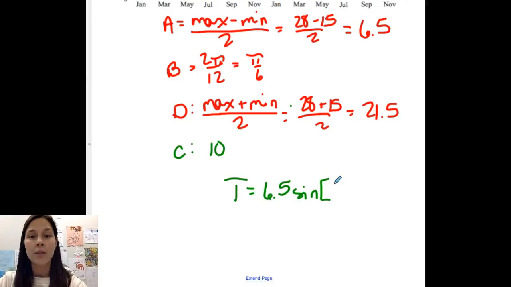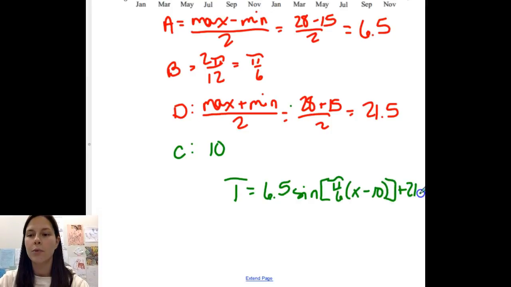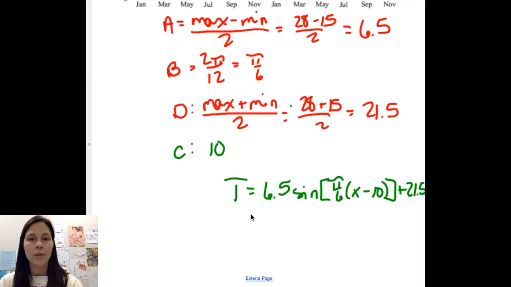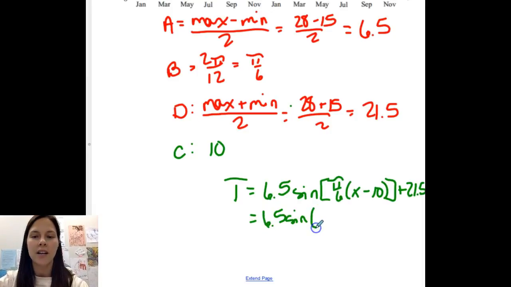because B affects the shift as well. Remember, when we were given the equation with B multiplied in, we would set all of bx minus c equal to 0 to find our shift. B is pi over 6 times x minus that c value of 10 plus that principal axis of 21.5. You can leave your equation in this form, or you can distribute that B value if you choose. 6.5 times the sine of pi over 6x minus 10 over 6 would simplify to 5 pi over 3 plus that 21.5.